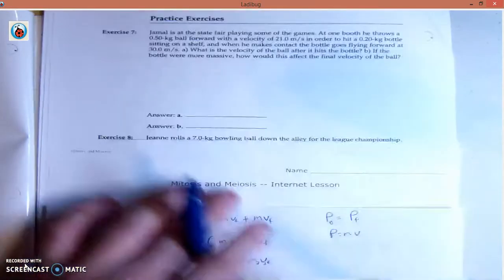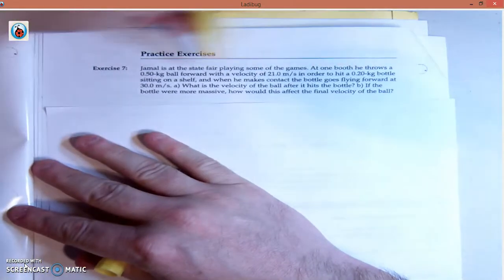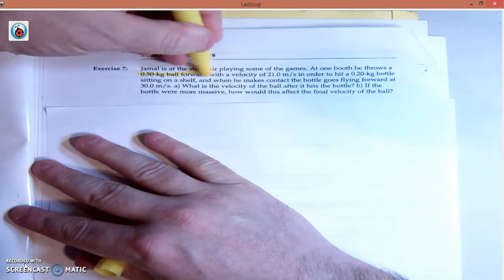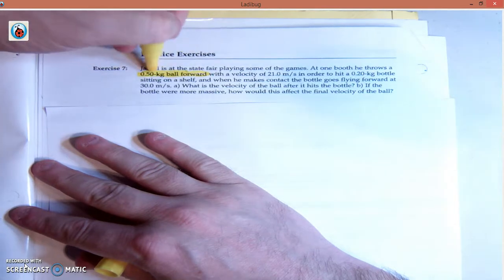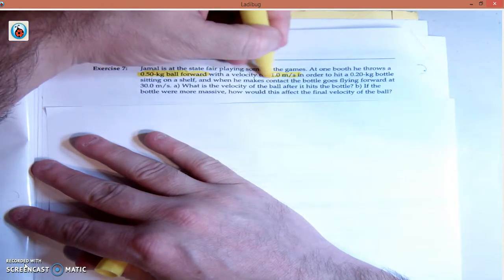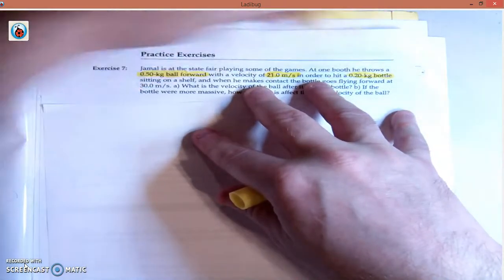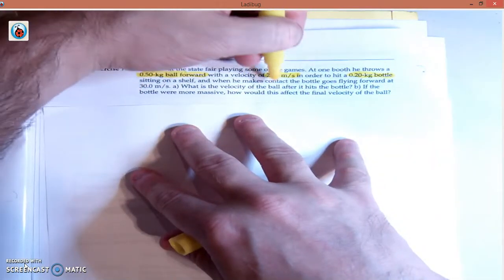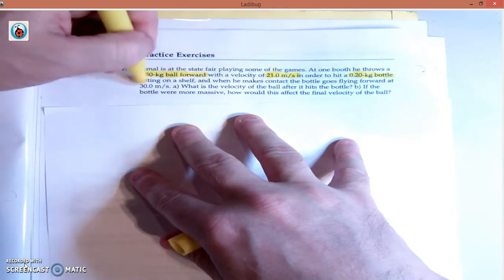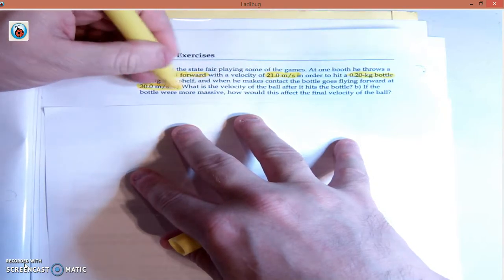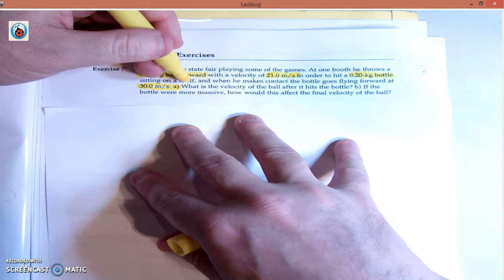So, let's highlight what we need to know. And we're going to use this one. So, highlight first the things I see important. There's a ball. Weighs this much. Has this velocity. And then it's hitting a bottle that weighs this much, sitting on a shelf. When it makes contact with the bottle, it goes flying forward at this. What is the velocity of the ball after it hits the bottle? Here we go. So that's the first question.